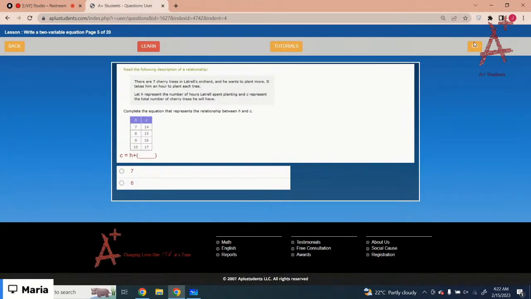Okay, the next one is there are 7 cherry trees in Lathrel's orchard and he wants to plant more. It takes him an hour to plant each tree. Let H represent the number of hours Lathrel spent planting and C represent the total number of cherry trees we will have. So here is a relationship: 7 and 14, 8 and 15, 9 and 16, 10 and 17. You have to find what number is added to each value of H to get the values of C. So 7 times what number equals 14?